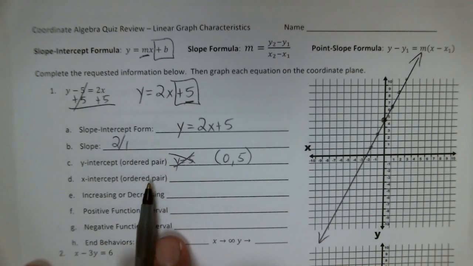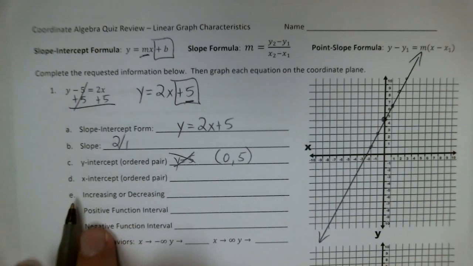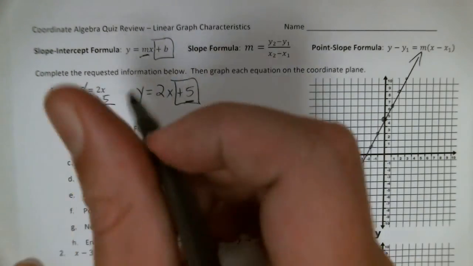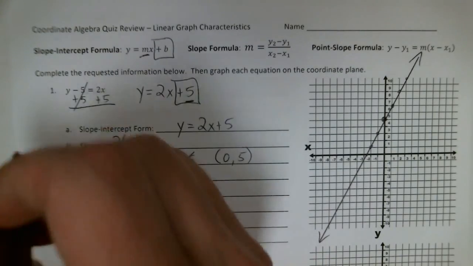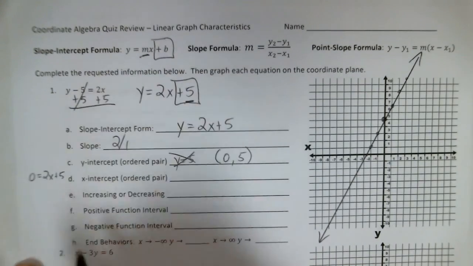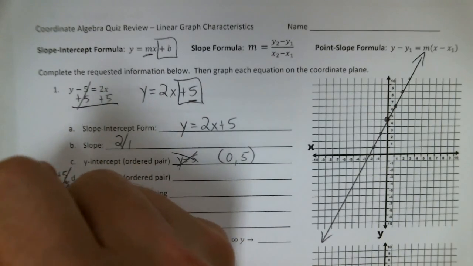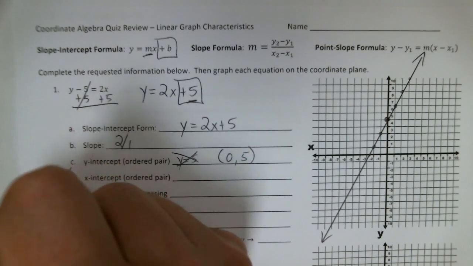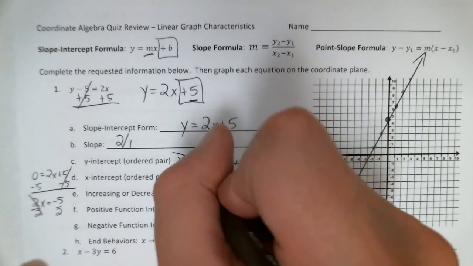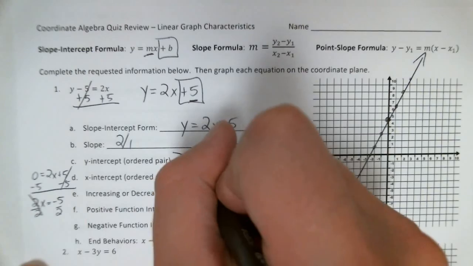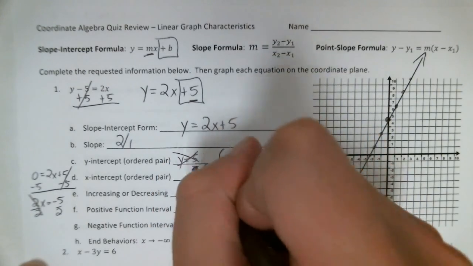Okay, so in this case, I want the x-intercept. So I need to plug in 0 for y. So I'll plug in a 0 right there for y. So it's going to be 0 equals 2x plus 5, and I need to solve. So I'll subtract 5 from both sides. 2x equals negative 5. Divide both sides by 2, and I get an x of negative 5 halves. So my x-intercept is negative 5 halves, comma, 0.